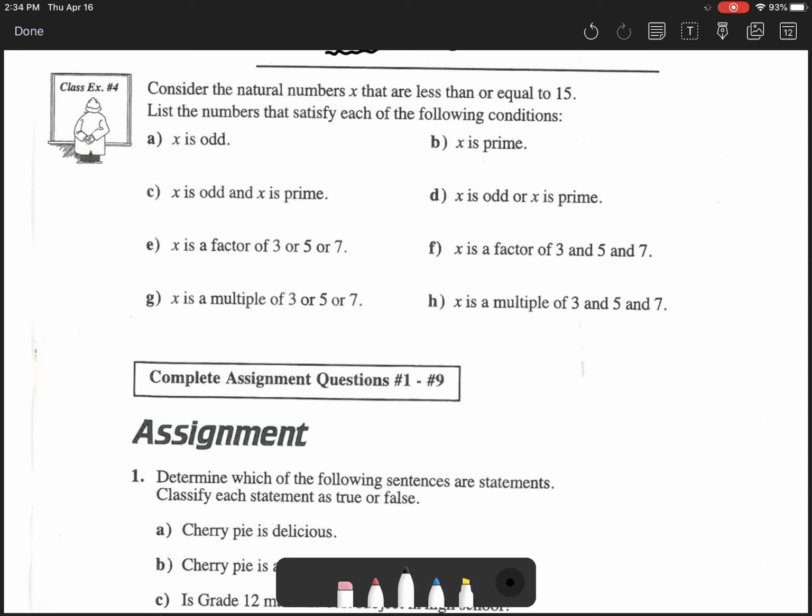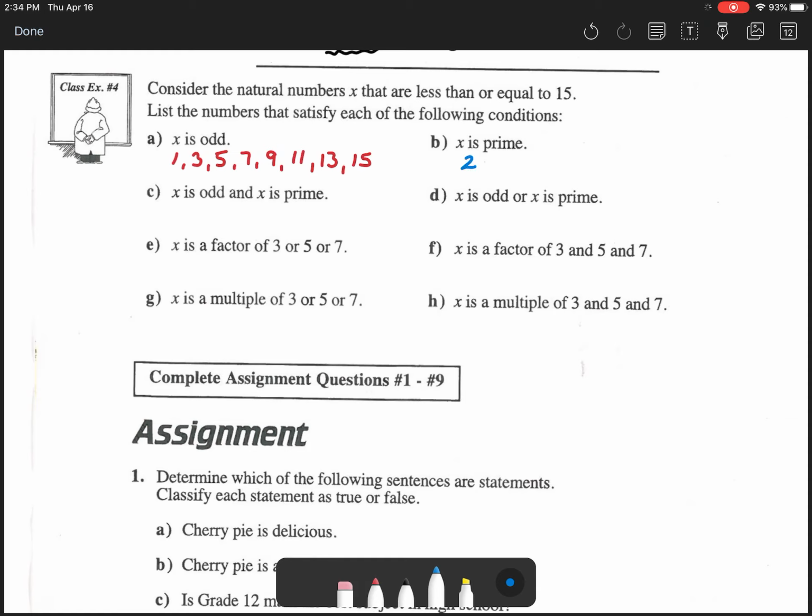Okay, so here, consider the natural numbers x that are less than or equal to 15. List the numbers that satisfy each of the following conditions. So again, for our part A, it just says x is an odd number. So if I'm talking about natural numbers, my odd numbers that are less than or equal to 15 would be 1, 3, 5, 7, 9, 11, 13, 15. Okay, those are the odd numbers that are natural.